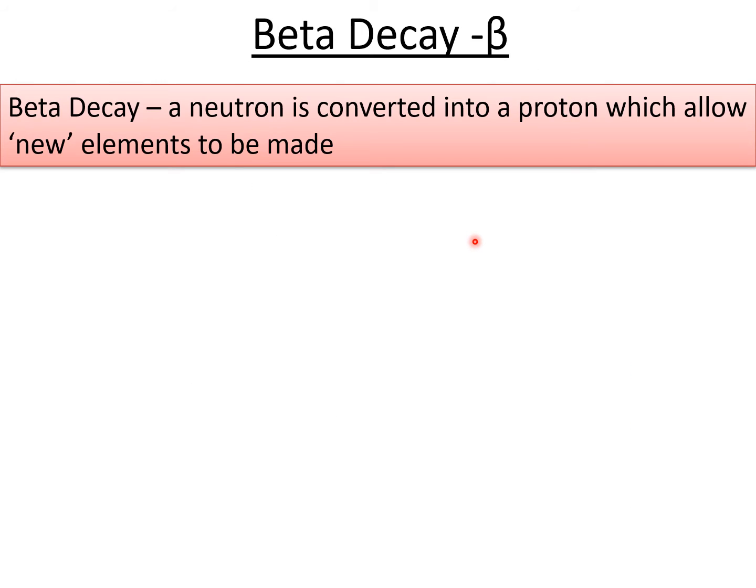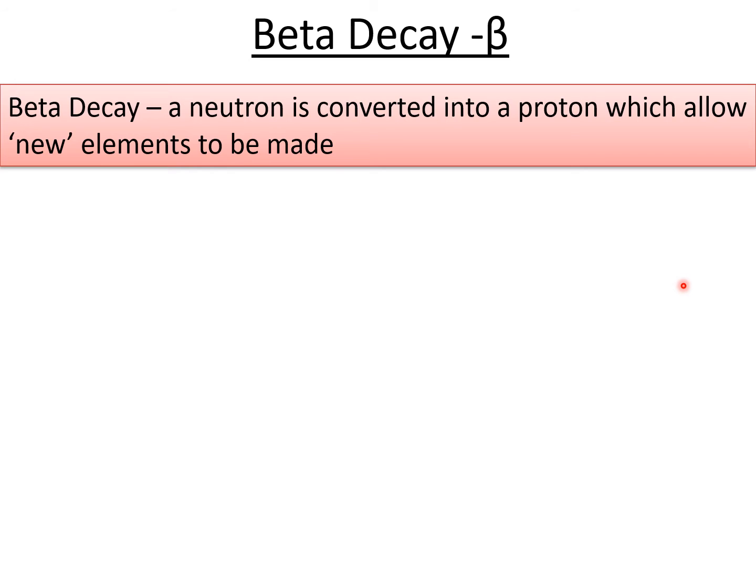So what is beta decay? Well, beta decay is when a neutron is converted into a proton, which allow new elements to be made. And again, this will tie up with our radiation part of the topic. But if you've done chemistry, you might know that the proton number is the number that defines an element. So for example, hydrogen has a proton number of 1, and only hydrogen has 1 proton. Helium has a proton number of 2, so it has 2 protons. So if you are able to convert a neutron into a proton, you could convert a hydrogen atom into a helium atom.